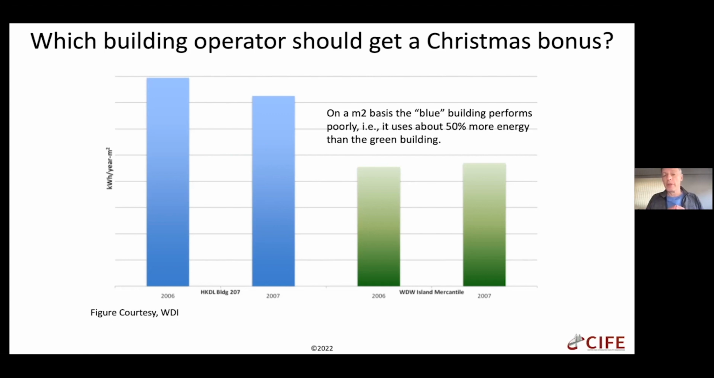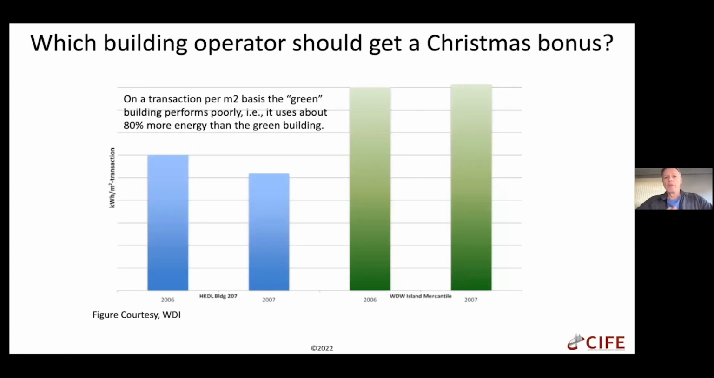These are retail buildings at various Disneylands around the world, and they were wondering which building operator should get a Christmas bonus. If you look at a building at Hong Kong Disneyland on the left in blue and Walt Disney World in Orlando in green, both the same kind of retail building, you can see that on a kilowatt hour per year per square meter basis, the bonus should go to the building operator in Orlando, who is far more efficient. But when you look at the same buildings on a kilowatt hour per square meter per transaction basis, which connects to the purpose of the building, you see that the building operator in Hong Kong is performing much better.